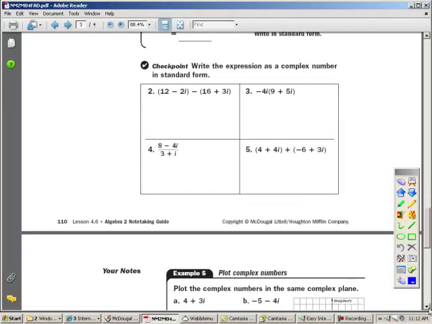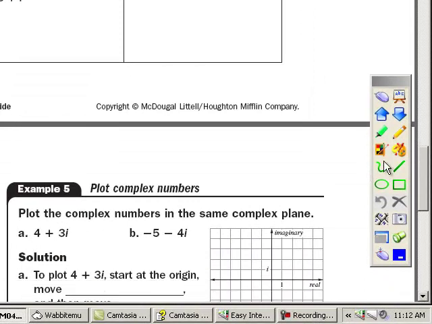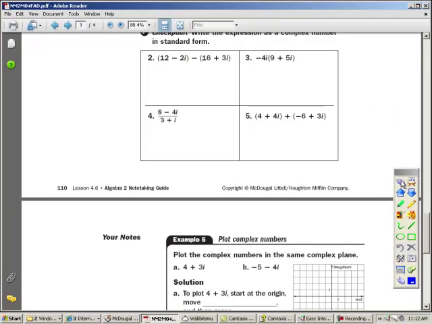All right. Why don't you guys take a minute and go ahead and do those problems, 2, 3, 4, and 5. Just give yourself maybe 5 minutes to work on them. Work on all the ones that you know first.